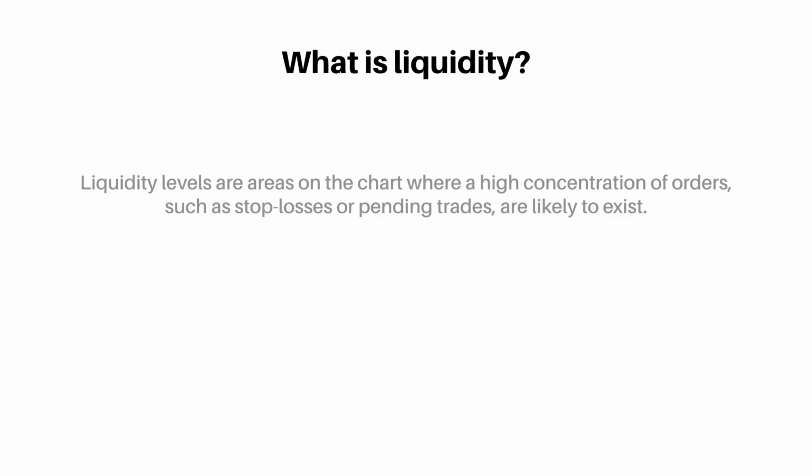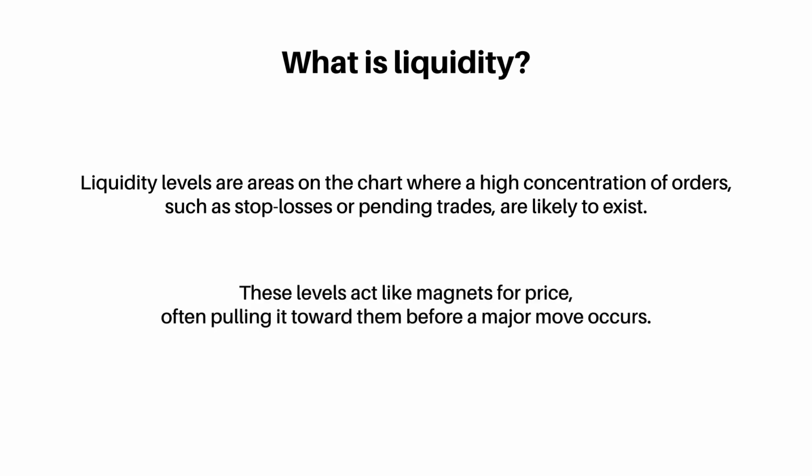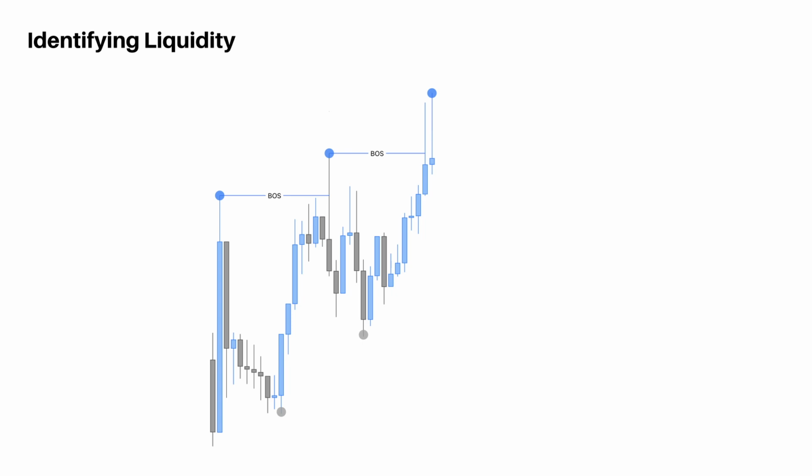Step 3. Identifying liquidity. Liquidity levels are areas on the chart where a high concentration of orders, such as stop losses or pending trades, are likely to exist. These levels act like magnets for price, often pulling it toward them before a major move occurs. Imagine this as our recent price action.